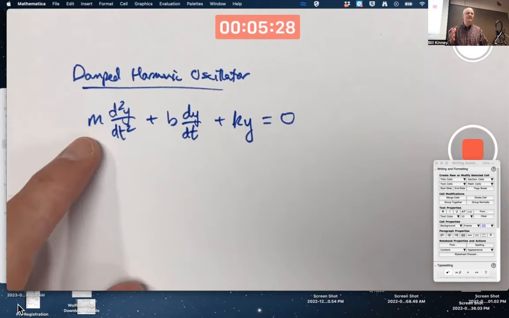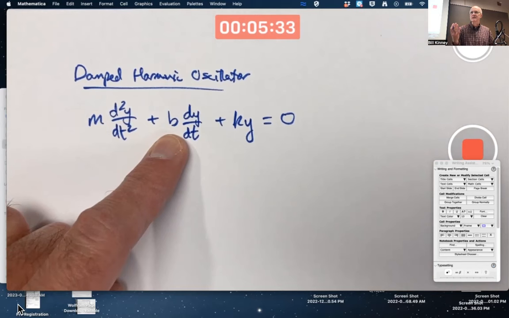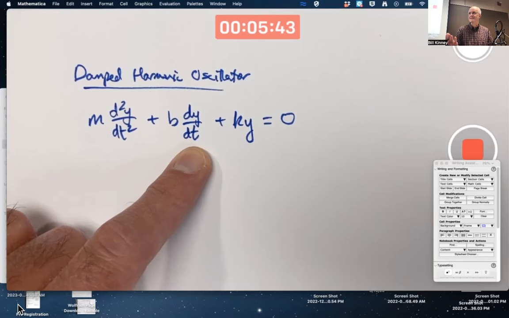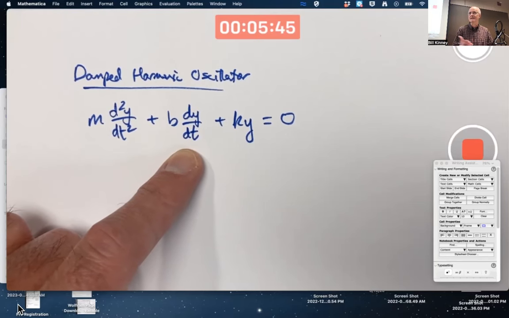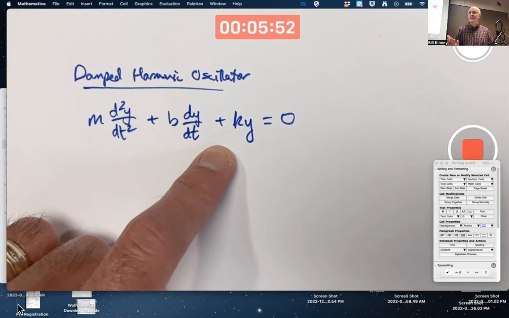Again, mass m, standard units would be kilograms. Damping or friction constant b, I guess units for that would be like newtons per meter per second. You've got to multiply it by meters per second to give you units of newtons. Ultimately, this equation comes from Newton's second law, F equals ma, after rearranging. And k, the spring constant, comes from Hooke's law, measuring the stiffness of the spring.